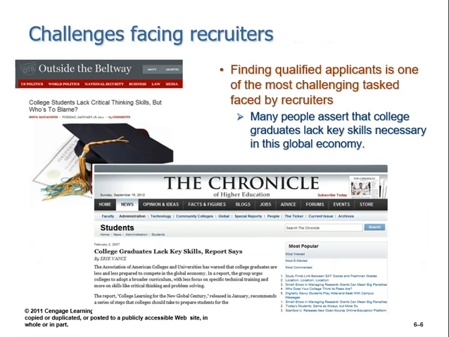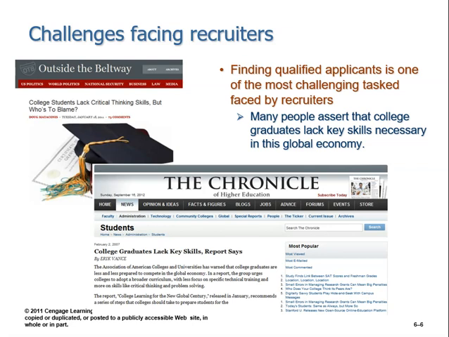There are a lot of challenges facing recruiters. One of the biggest challenges is finding people who are qualified. Many people assert that college graduates lack the key skills necessary to be successful in this global economy. So that's a big frustration and is frequently rated in the top 5 concerns that recruiters have when hiring people from college, that they're coming out of college and they just don't have the skills and the knowledge that are needed to be successful. So they're finding themselves having to retrain individuals once they've hired them into the company.